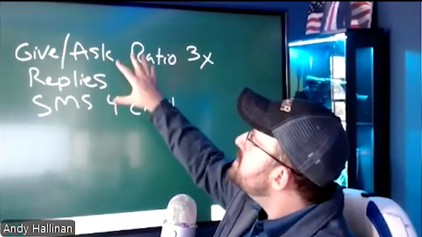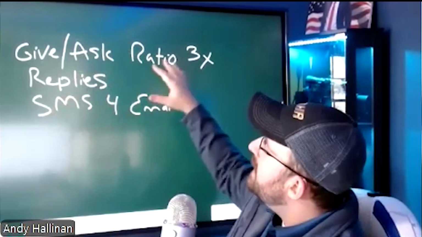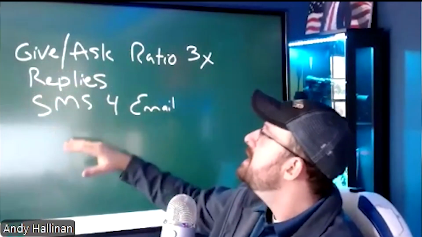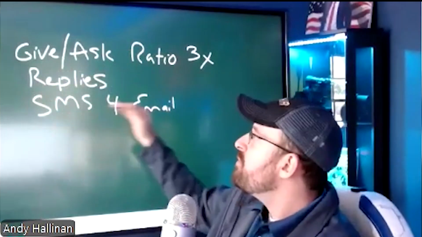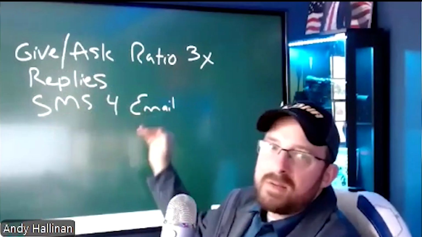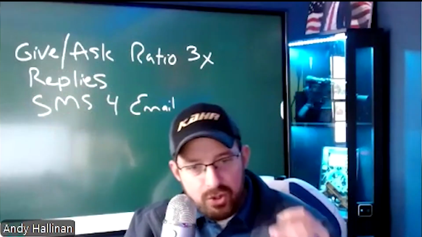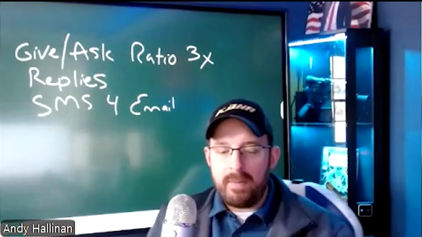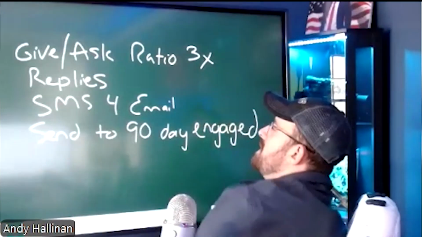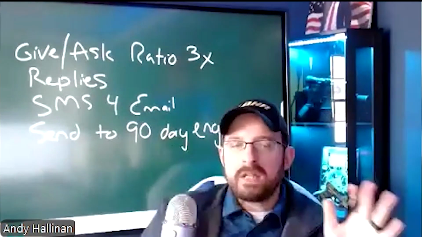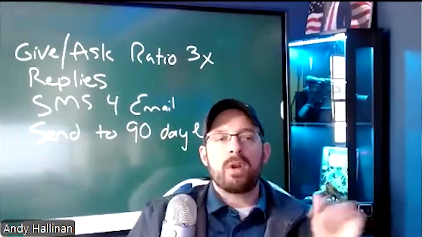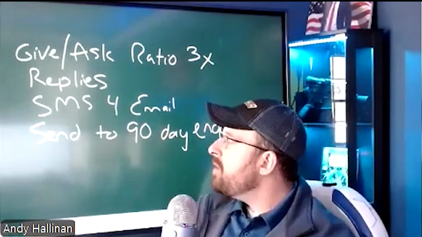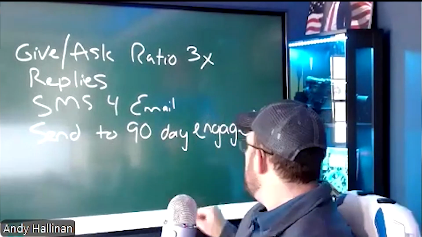And so these 3 techniques: using the give-ask ratio, asking for a reply in the email that you send (I don't care what email that you send, ask for a reply), and sending an SMS for the open and instructing them to go look in spam. These will do wonders for your email list. And then, of course, is another option there as well. When you send to 90-day engaged, that's going to be your most responsive list. Okay. And then there's one other element that I want to talk about.